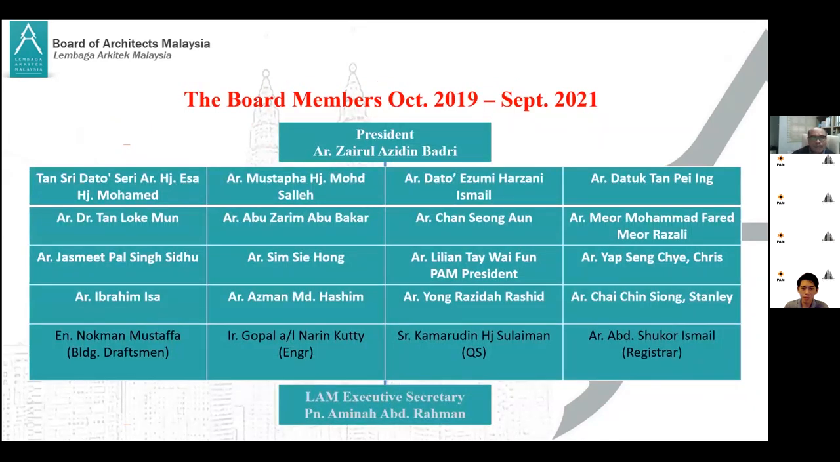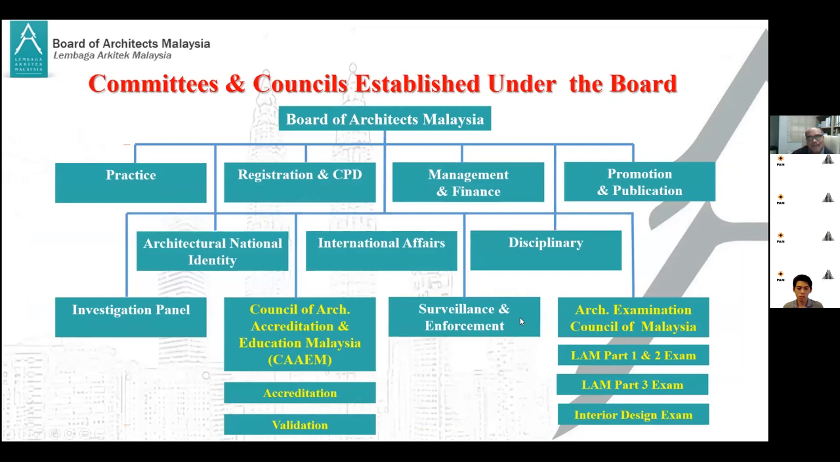So currently our president is Architect Zairul Abidin from JKR. And we have a former PAM president, Dato' Izumi, and the current president is Architect Lilian Tay. Okay. So the current term is from October 2019 to September 2021. And then under the Board of Architects Malaysia, there are so many committees and 2 councils.